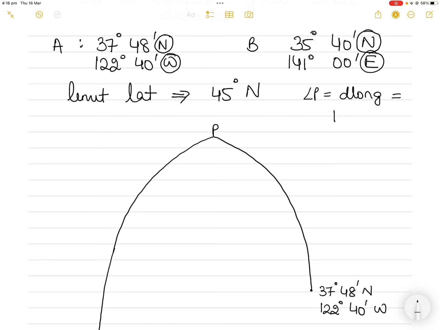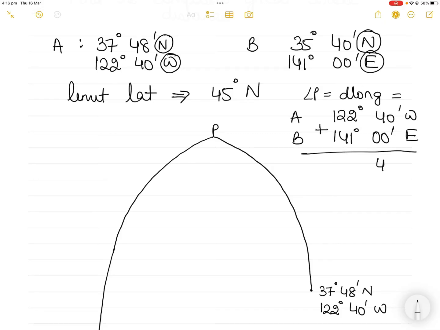So longitude A is 122 degrees 40 minutes west and longitude B is 141 degrees 00 minutes east. So different names, if I add the two, what do I get? 263 degrees 40 minutes, and I'm going from west to east. That means I'm going easterly. But D long cannot be greater than 180 degrees. That means this is incorrect, right? It cannot be greater than 180. So I will subtract it from 360 degrees. And what do I get?